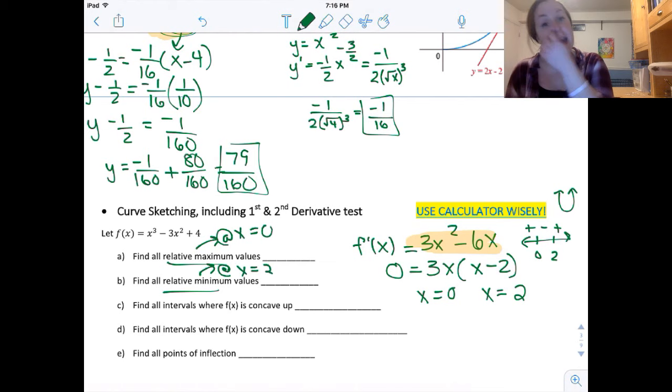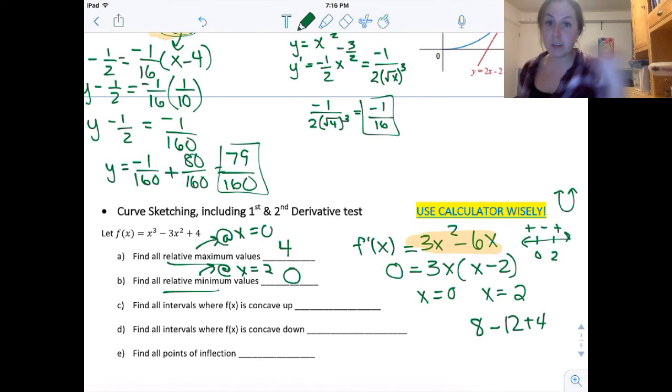Now, it does not say find the location of them, right? It says find them. So I need to find the y values here. So for A, the relative max value would be 4, because plug in 0 to f of x. And for B, plug in 2. So that would be 8 minus 3 times 4, which is 12, plus 4, so that is 0. So remember, location versus actual value.